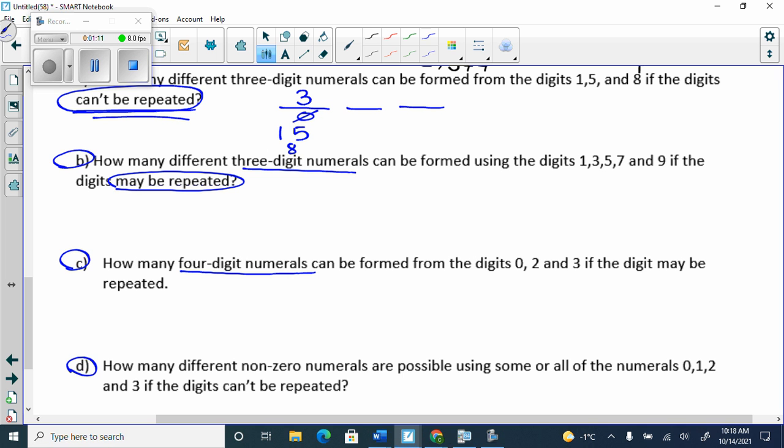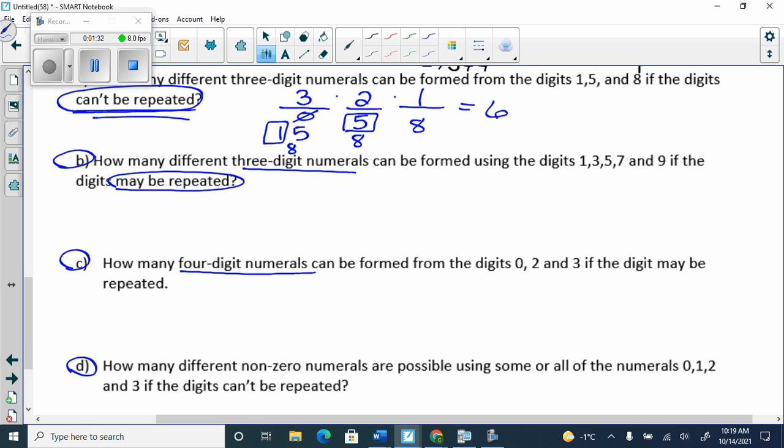If it says it can't repeat, the moment we say that, we immediately have to hold something. Box it. If you do that, you will get every question right all the time. Okay? So I'm going to box the 1. So then I would only have 5 and 8 for this one, which is 2. Then I box the 5, let's say. Then I only have 8. So your answer you should have had was 6.